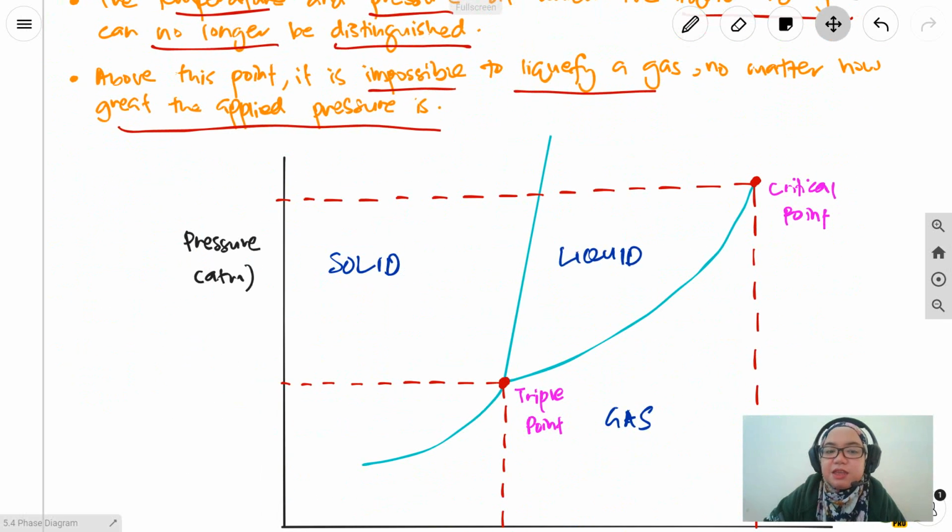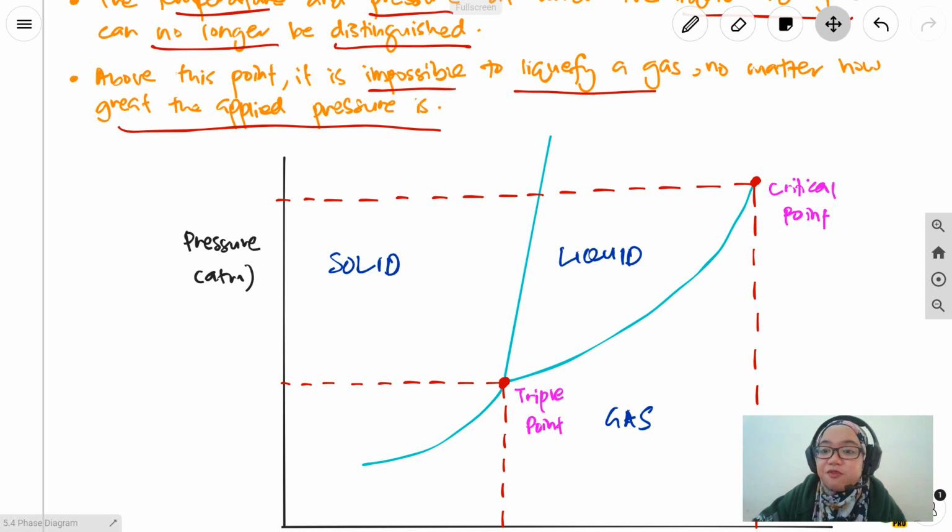Okay, so for a gas, if we apply a great pressure, the gas will be liquefied into a liquid. However, at this critical point, no matter how great the pressure applied towards the gas, it will never be liquefied into a liquid phase. It will remain as a gas. It is impossible to liquefy a gas at this critical point. Okay? So that is what is meant by critical point.